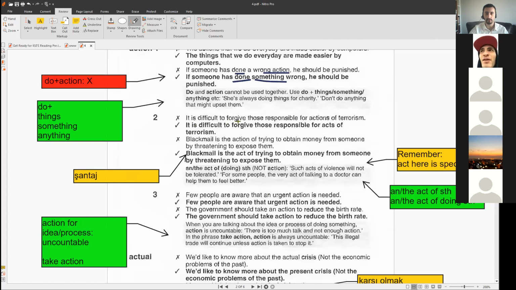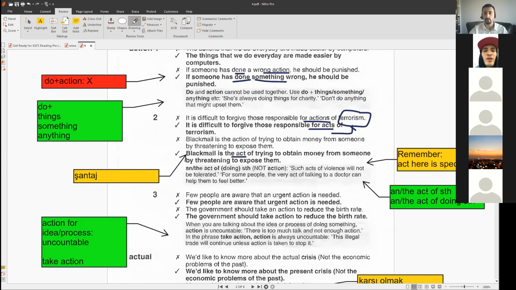In the first one, it's difficult to forgive those responsible for actions, for acts, we say. Why? Again, we have the story of specific and general. Whenever we are talking about terrorism, it is a specific thing, so we use act, as you see here. Another one, blackmail is the action of trying to, or blackmail is the act of. Again, this is specific, so we use act, not action. The meaning of blackmail in Turkish is chantage. And remember here, act is specific.